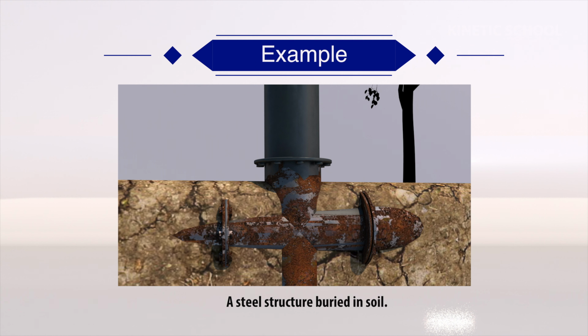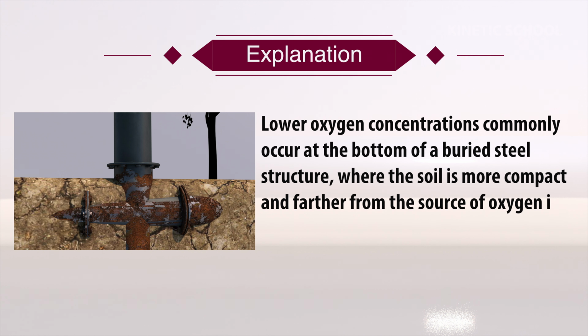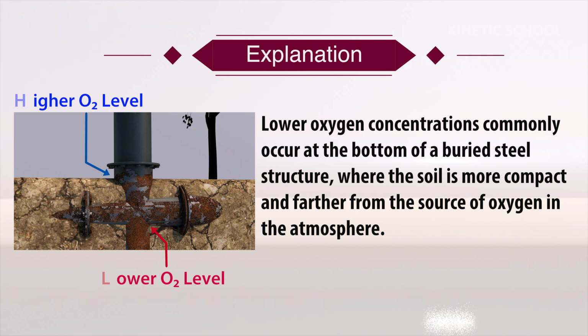For example, a steel structure buried in soil. Explanation: lower oxygen concentrations commonly occur at the bottom of a buried steel structure, where the soil is more compact and farther from the source of oxygen in the atmosphere.